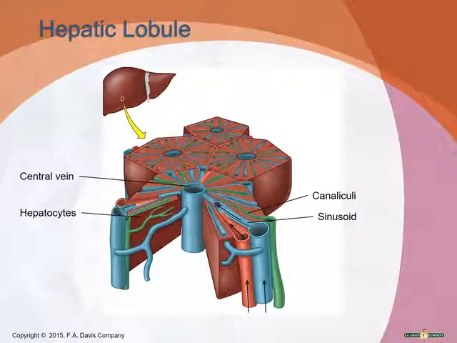There are lobules inside your liver called hepatic lobules. These fill the inside of your liver. There's a central vein that passes through the core of each one. Sheets of hepatic cells called hepatocytes fan out from the center of the lobule, and in between these sheets of cells are passageways that are filled with blood. These passageways are called sinusoids. Tiny canals called canaliculi carry the bile that is secreted by the hepatocytes.